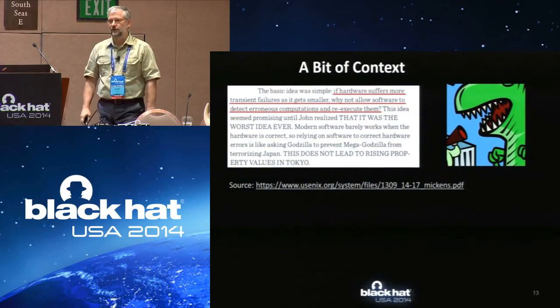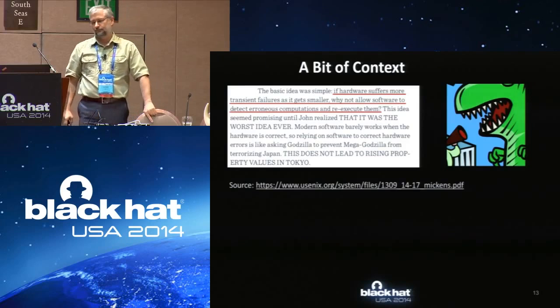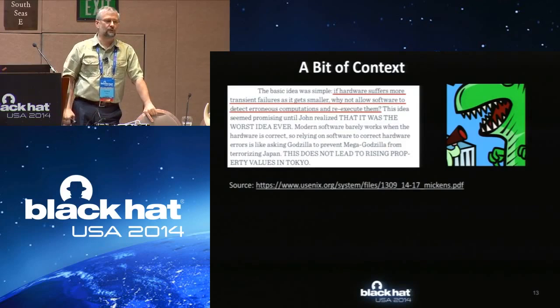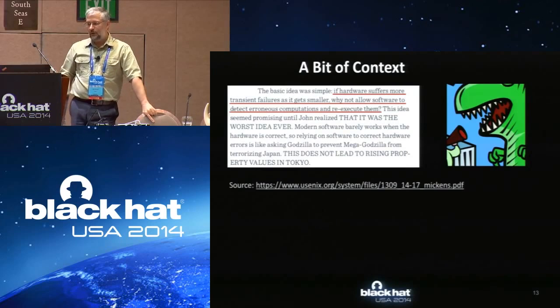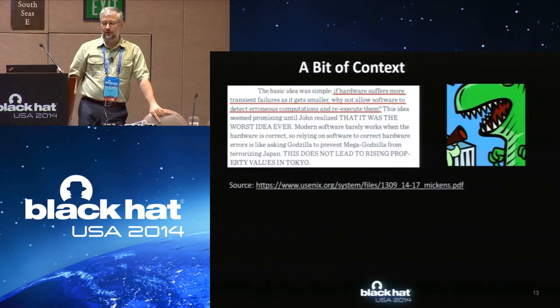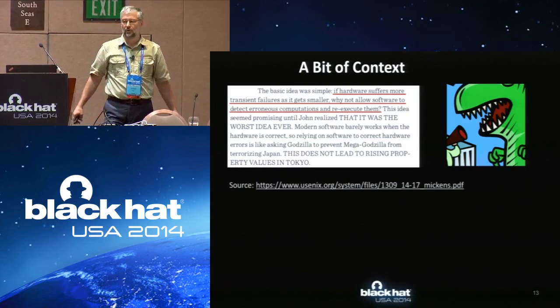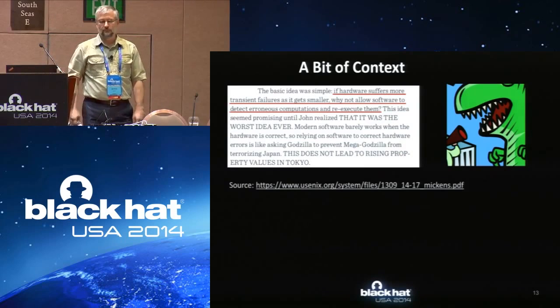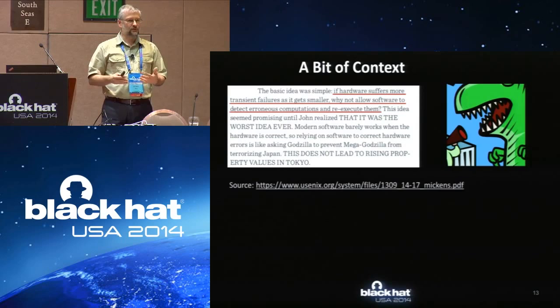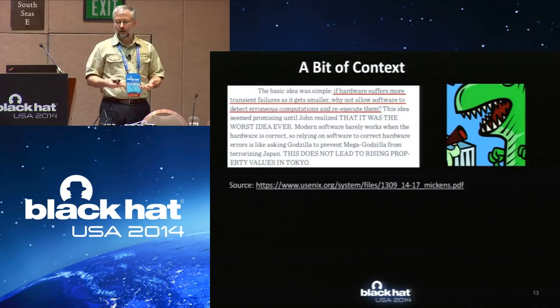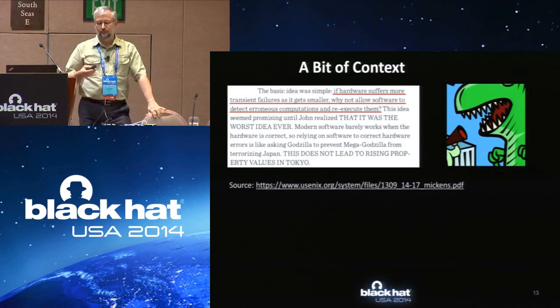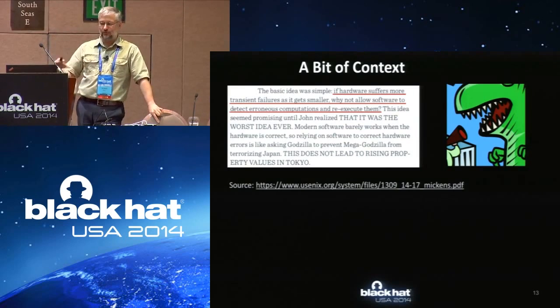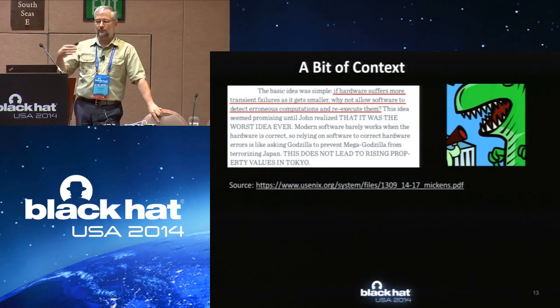There is a hilarious explanation of that technology in a Usenix post from one of the Microsoft guys. Mickens is his name. And he was writing there that as hardware is getting smaller and smaller, you just allow the computations to go ahead, and if they produce an error, you re-execute them. And he also writes that modern software barely works when the hardware is correct. So relying on software to correct hardware errors is like asking Godzilla to prevent Mega Godzilla from terrorizing Japan.